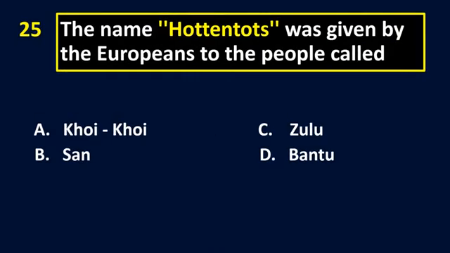25. The name Hottentots was given by the Europeans to the people called A. Khoikhoi, B. San, C. Zulu, D. Bantu. The answer is A. Khoikhoi.